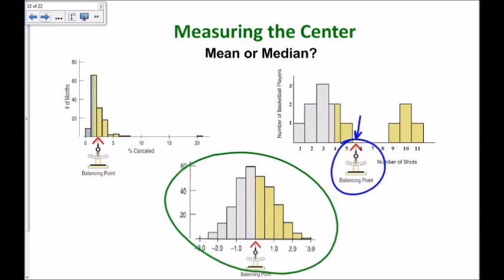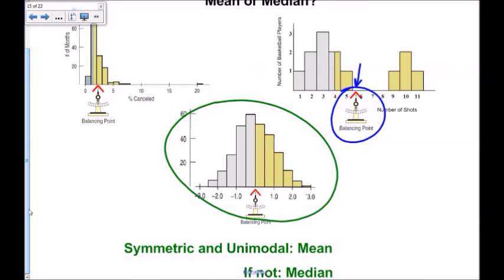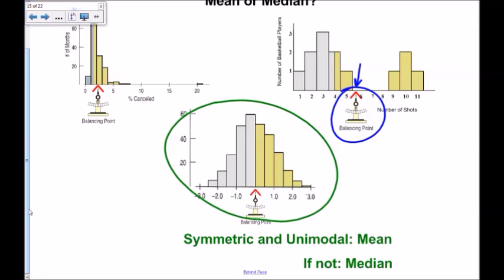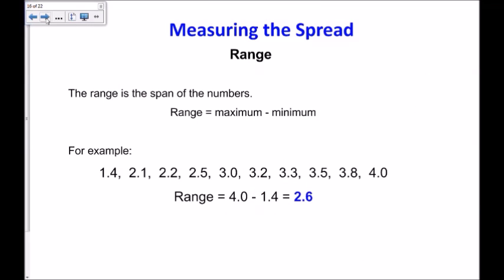Now, our rule of thumb of which to use is this. If the data is symmetric and unimodal, we use the mean. If it's not symmetric or not unimodal, then we use the median. In general, we use the mean whenever possible because you'll find there are some other tools that use the mean that are very useful to us. So we use the mean whenever possible, but if the data is highly skewed or bimodal, then we use the median instead. Next, we will talk about measuring the spread.